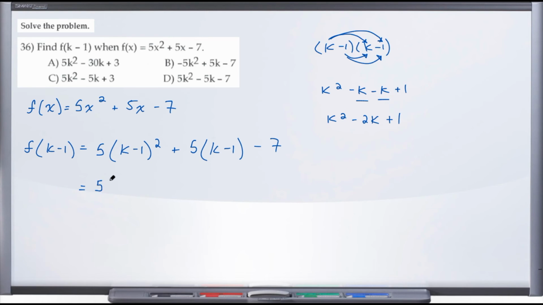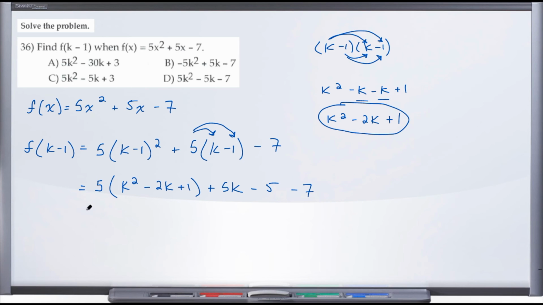So really we have 5, and now k minus 1 squared is this trinomial FOILed out. So we can go ahead and replace this k minus 1 squared with our new trinomial, k squared minus 2k plus 1. And we can go ahead and distribute this 5 through, can't we? So positive 5 times k is going to give us plus 5k. And positive 5 times negative 1 is minus 5. And then our minus 7.